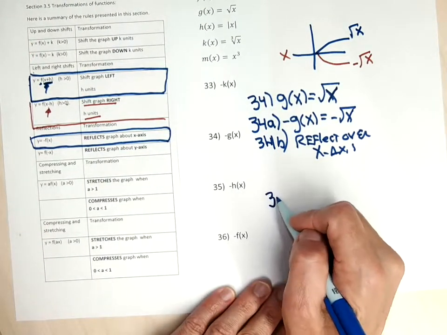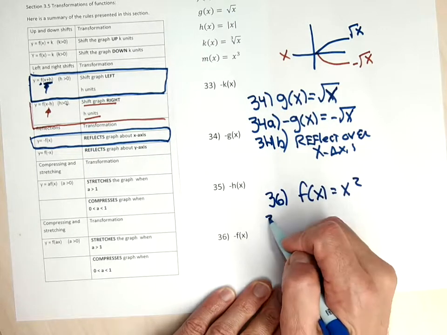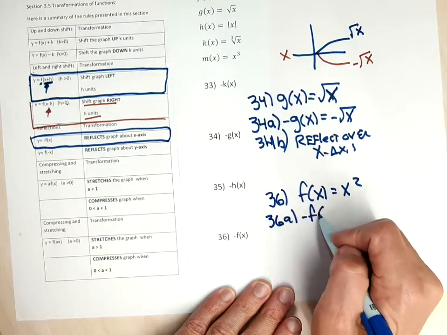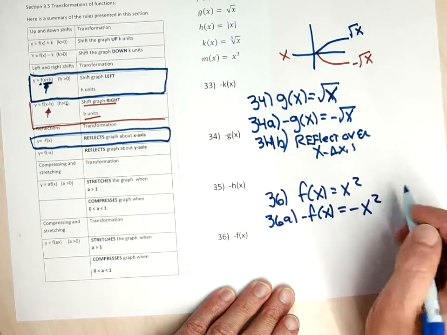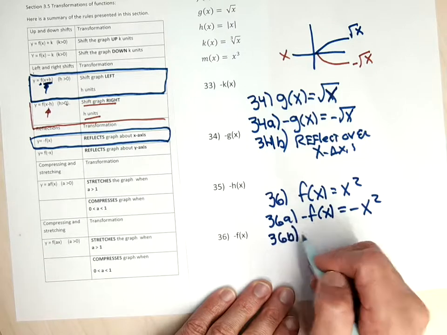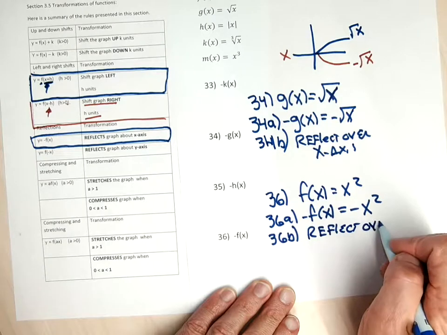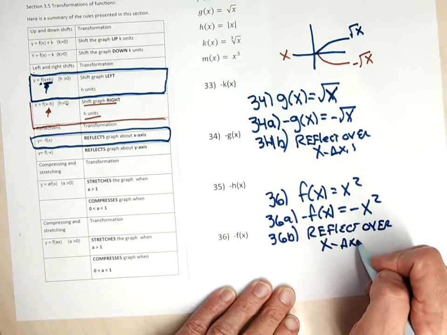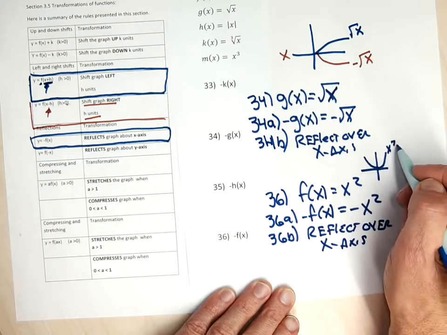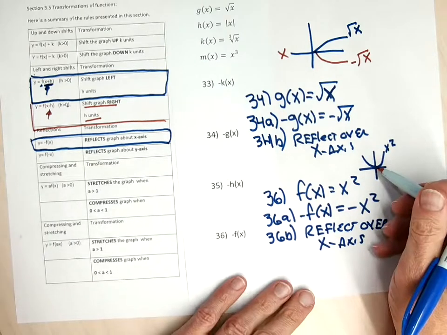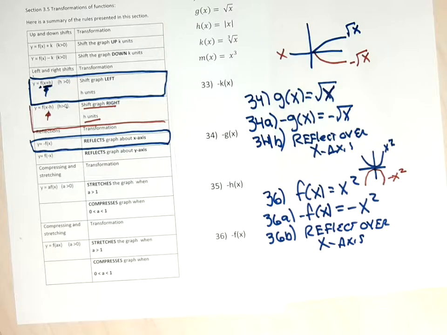For 36, it's calling out the function f of x, which is x squared. 36a wants me to find negative f of x. Because the negative's not inside the parentheses, I just put it in front of the function. And when I go to do part B, negatives in front of function notation flip the graph over the x-axis. If I was graphing this on my calculator, x squared has a graph that looks like that, and negative x squared looks something like that. It's the same graph but just flipped over the x-axis.